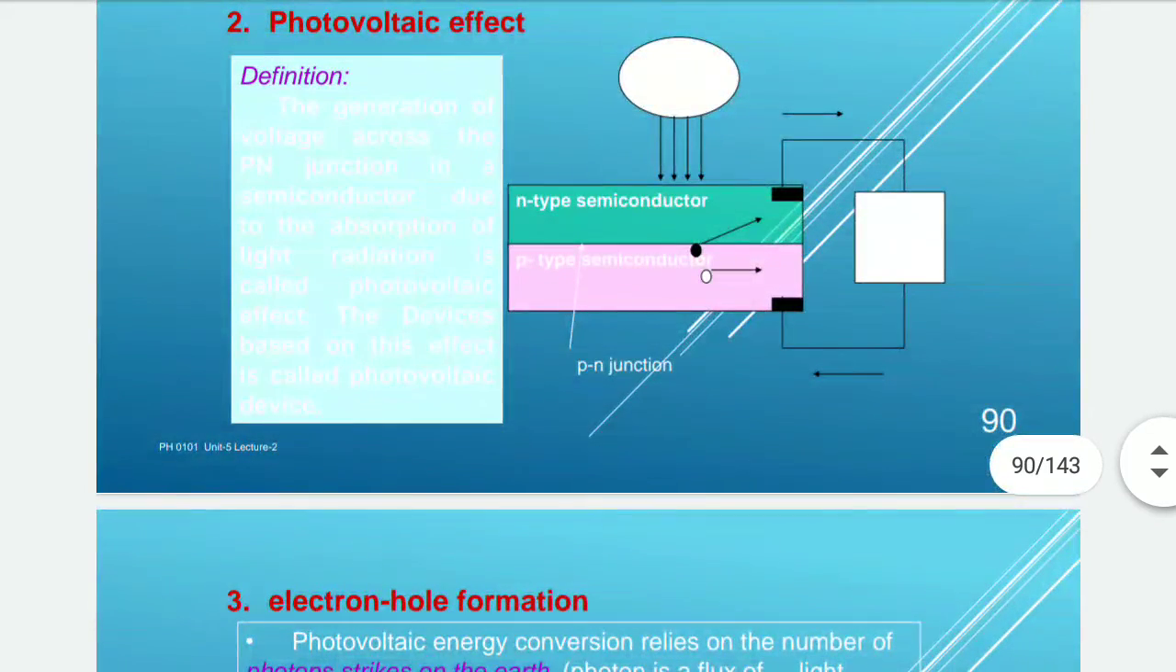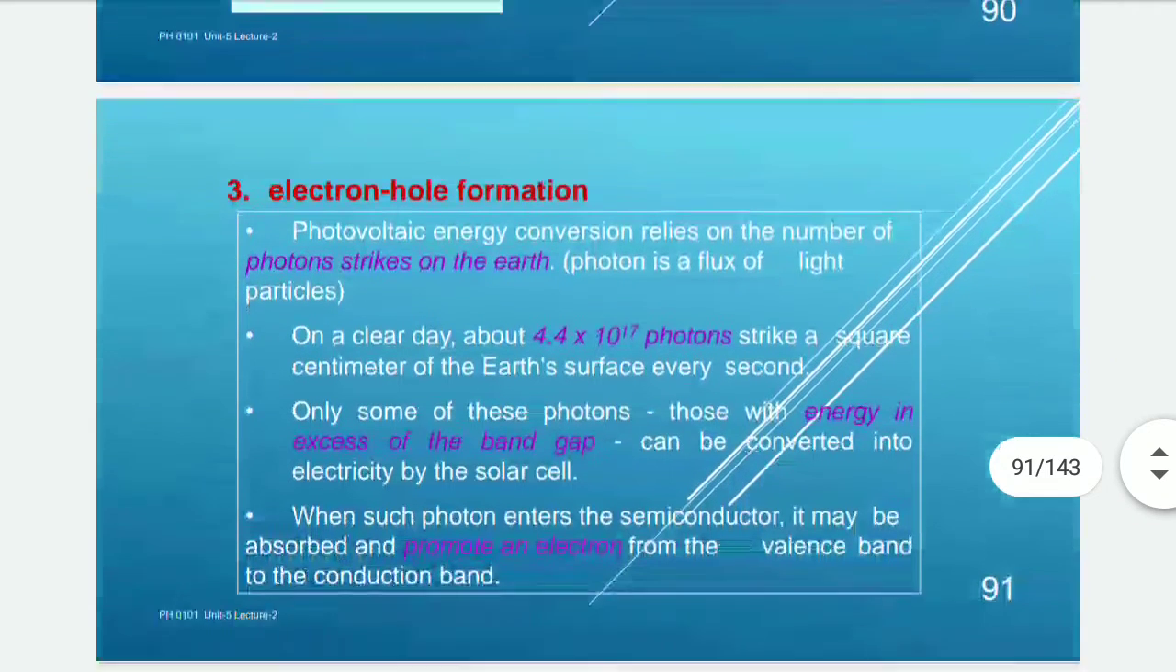Photovoltaic effect definition: the generation of voltage across the p-n junction in a semiconductor due to the absorption of light radiation is called photovoltaic effect. The device based on this effect is called photovoltaic device. N-type, p-type, p-n junction, electron hole formation.